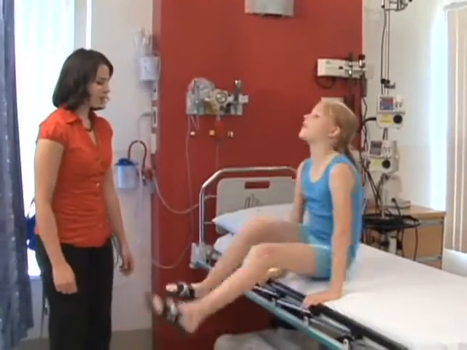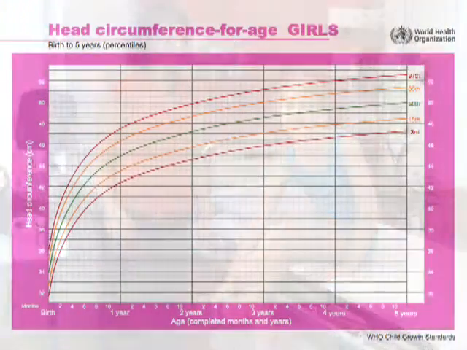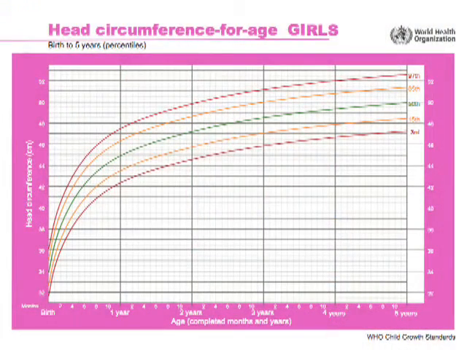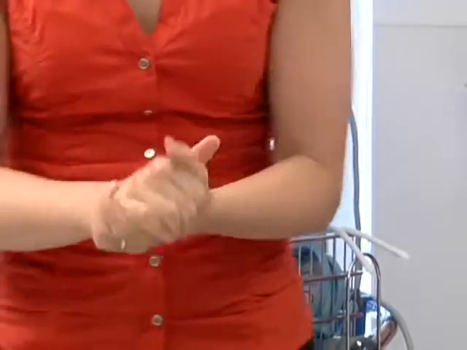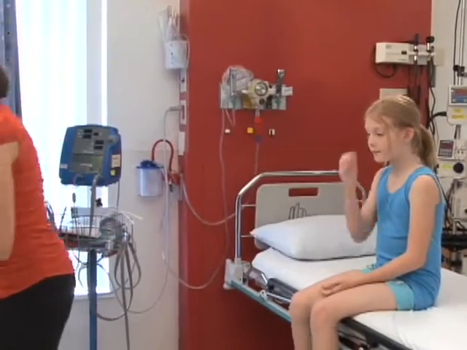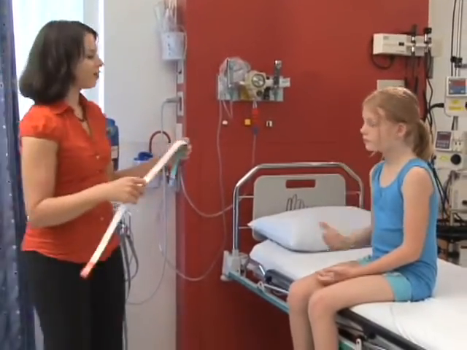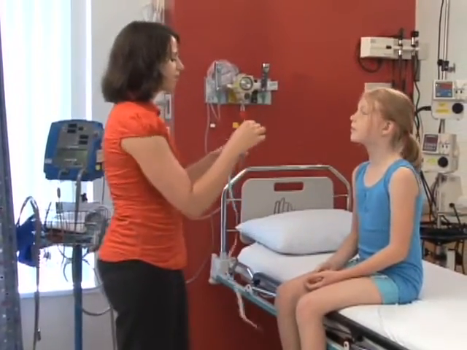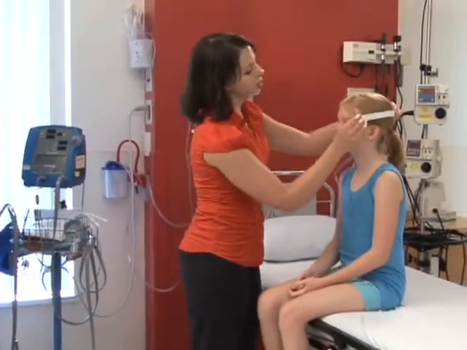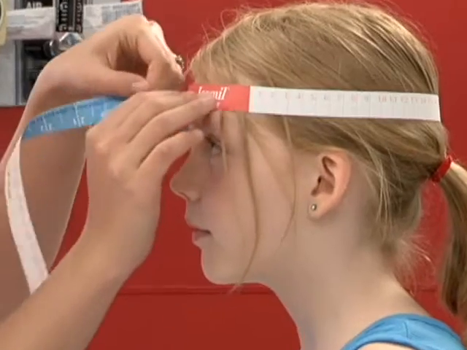Begin with a full set of growth parameters plotted on an age-appropriate chart. These include height, weight, and head circumference. To measure the head circumference, a tape measure is placed on the occiput and brought anteriorly to just above the eyebrows. 3 measurements should be done, and the average of these taken as the head circumference.